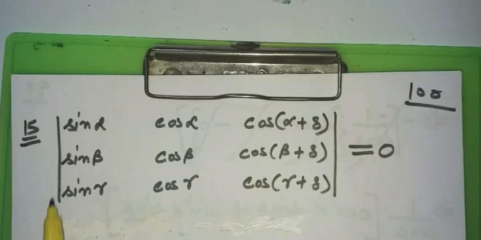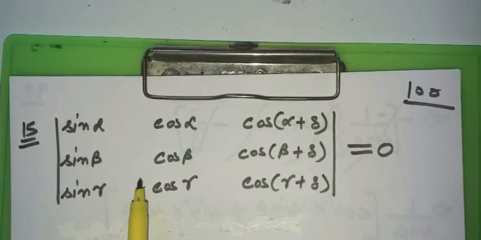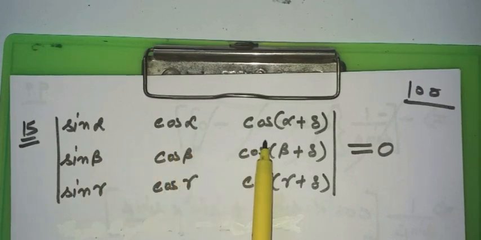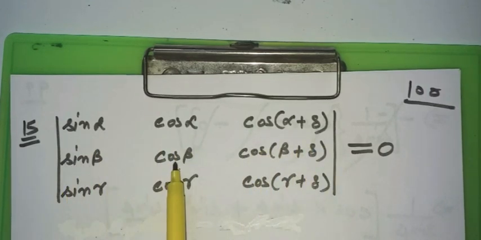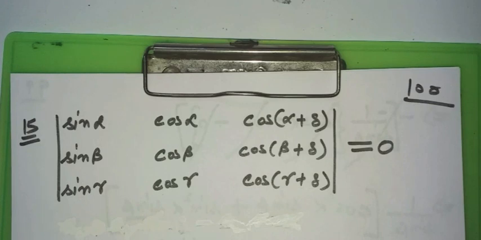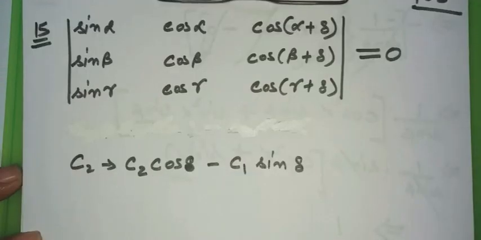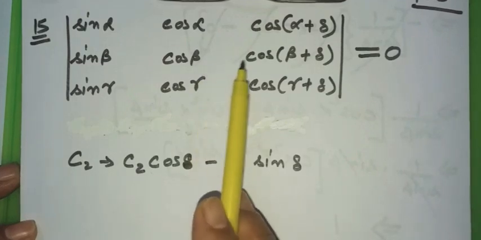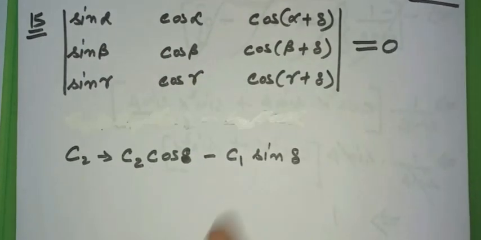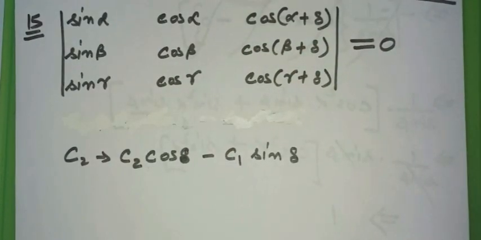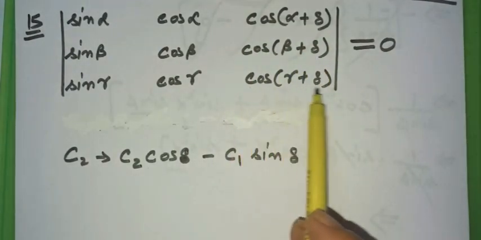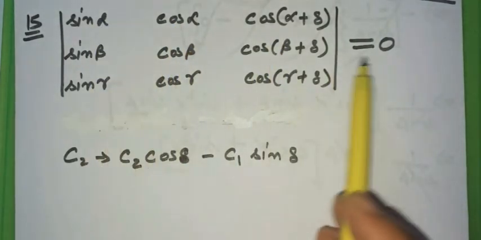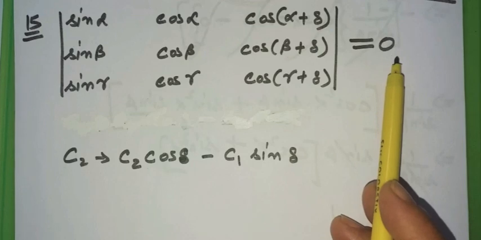Now let us move to question number 15 of the miscellaneous exercise. First row, sin alpha, cos alpha plus delta, sin beta. Second row, so you have to prove this determinant is equal to 0. Now please think about how you can get this type of term, cos alpha plus delta, cos beta plus delta, cos gamma plus delta. How can you get this term either here or here, because you have to get the right hand side to be 0.